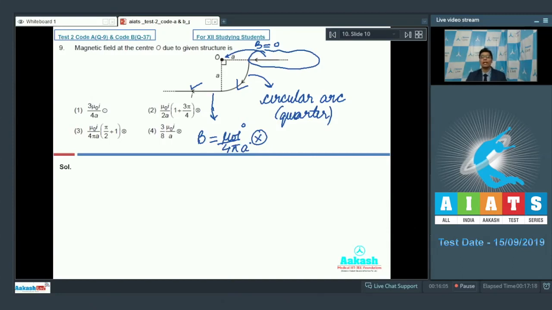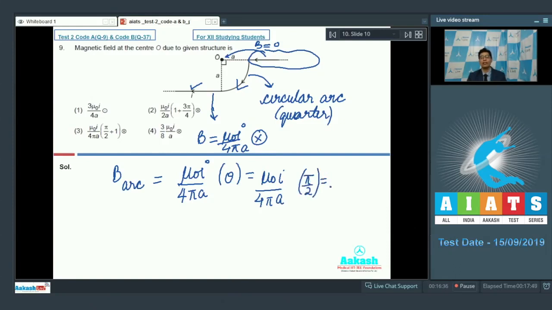Now, let us try to find out the magnetic field due to the circular arc. Dear students, the magnetic field due to the circular arc can be written as mu naught I by 4 pi a into the angle that is subtended by the arc at its center. Here the angle subtended by the arc at the center is pi by 2. Therefore, if we substitute theta equal to pi by 2, we get a magnetic field of mu naught I divided by 8a. Now dear students, the magnetic field due to this circular arc would be inwards as well.